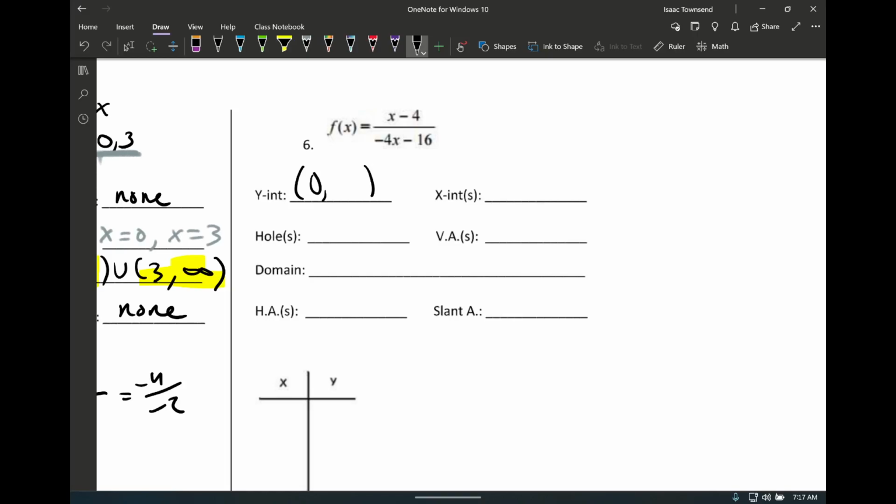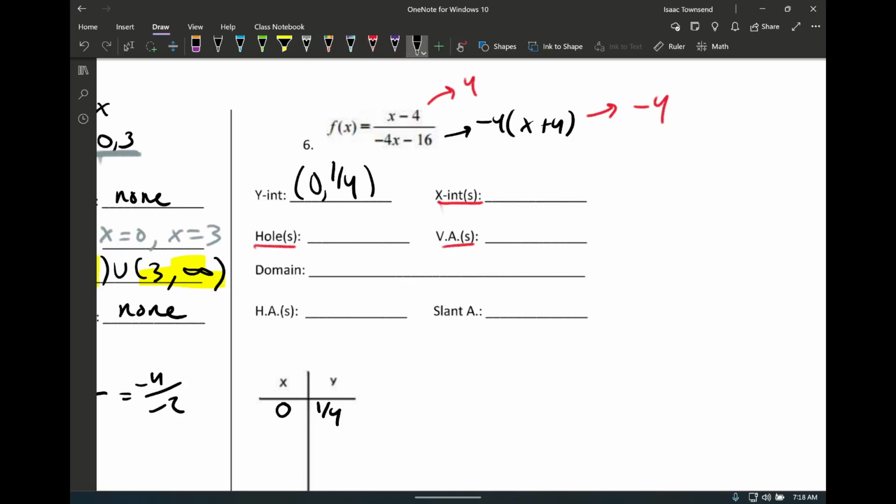Y-intercepts always have an x value of 0. Plug in 0 for x and solve, and you should have ended up with 1/4. There's a good point for our table and a good point for our graph in a moment. These 3 are not necessarily quick, but once you get one of them done, the other 2 are usually pretty quick. So for these 2, we have to know what numbers make the numerator 0 and what numbers make the denominator 0. Sometimes you don't need to factor, and sometimes you do need to factor.